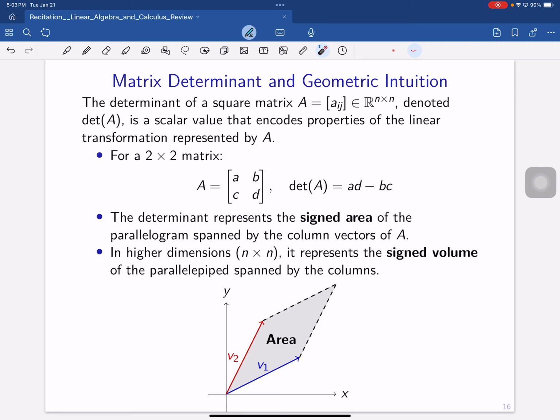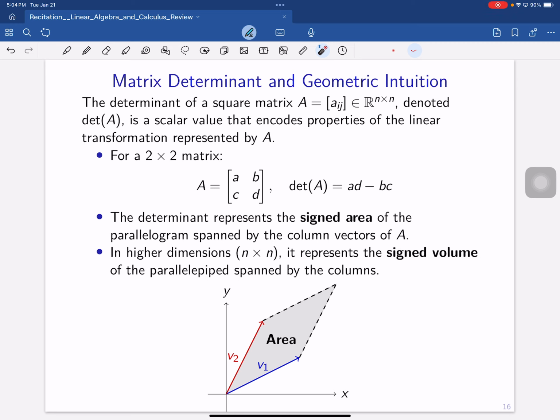Okay. And in high dimensional space, the determinant represents the parallelepiped. Maybe someone can pronounce it better. Yeah, so the generalization to high dimension is a parallelepiped.